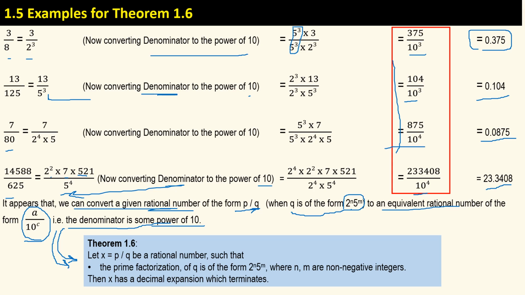And more formally, if we state this, we arrive at the text of theorem 1.6, which states that let x equal to p divided by q be a rational number such that the prime factorization of q is of the form 2 raised to power n multiplied by 5 raised to power m, where n and m are non-negative integers. Then x has a decimal expansion which terminates. So this is the important thing, that x has a decimal expansion which terminates.